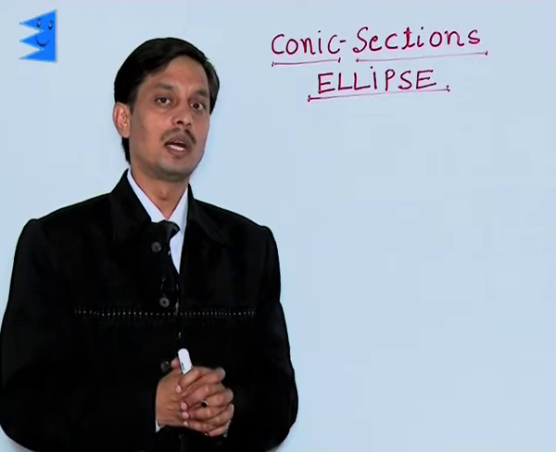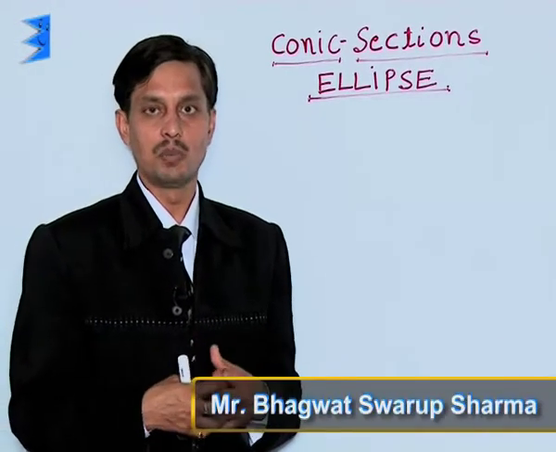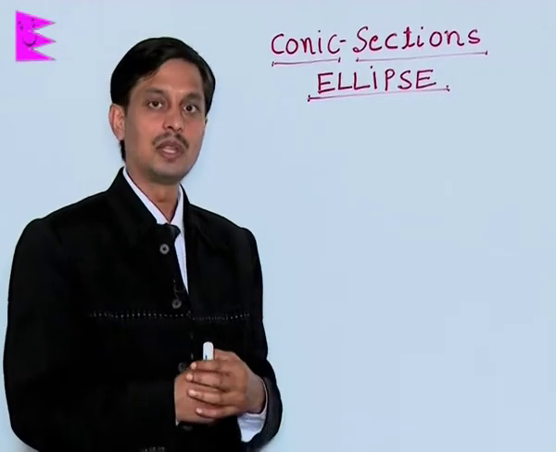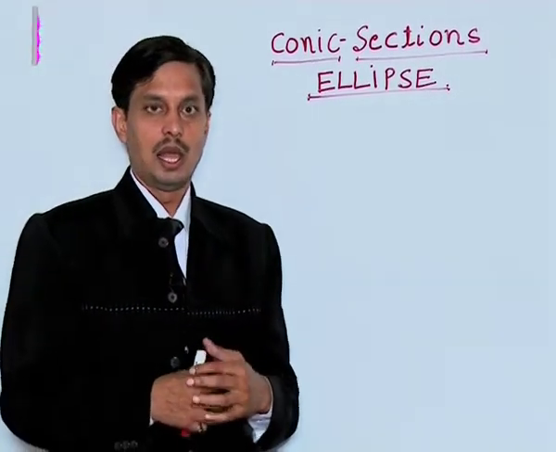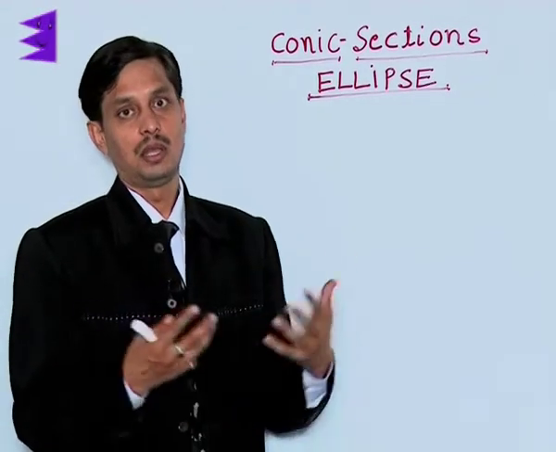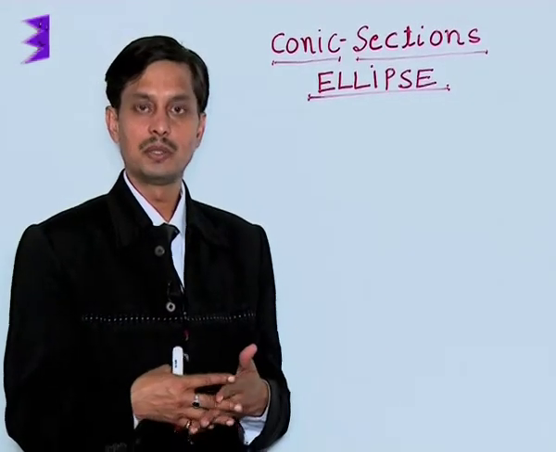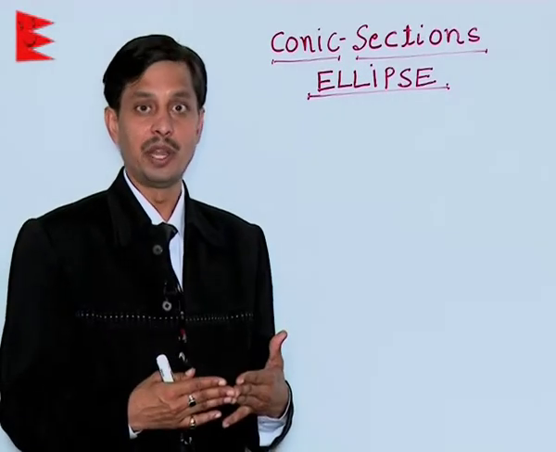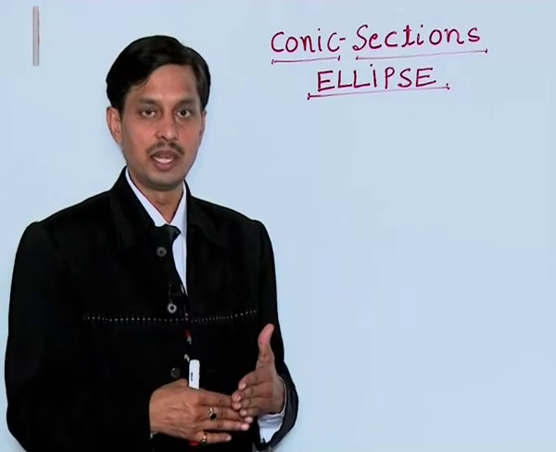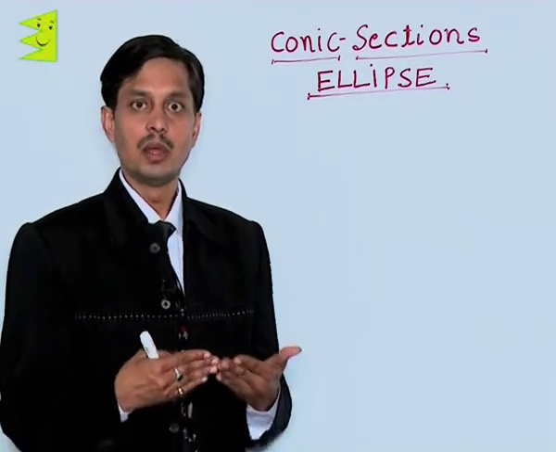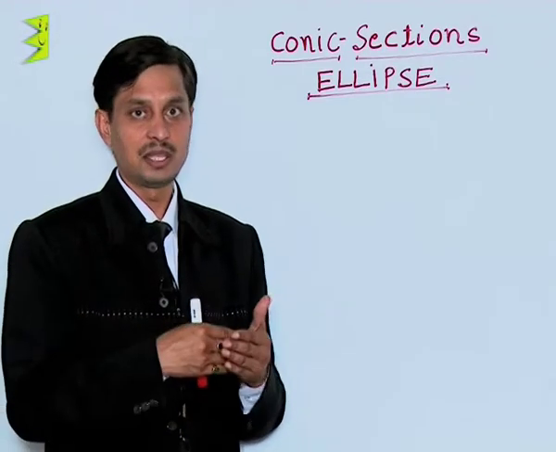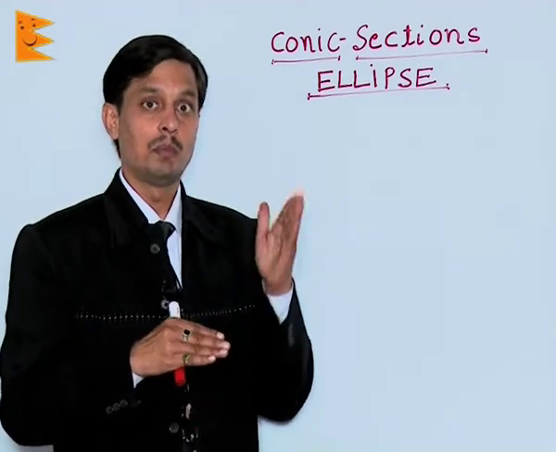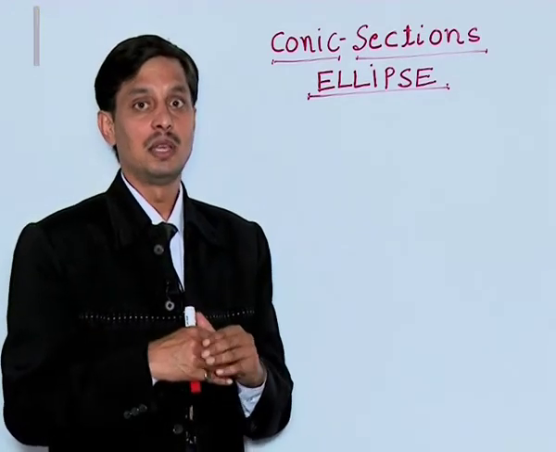Now I want to start the second very important component of the conic section, the so-called ellipse, after discussing the parabola. As the facts: focus is a fixed point, directrix is a fixed line, and the constant ratio of the distance of the movable point from the fixed point to the fixed line is the eccentricity. The point of intersection of the axis and the conic is the vertex, and the line passing through the focus perpendicular to the directrix is known as the axis.